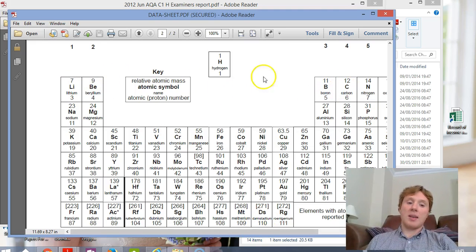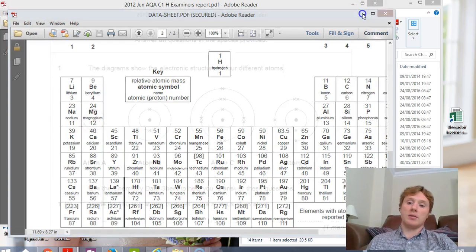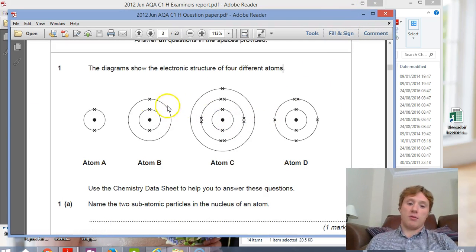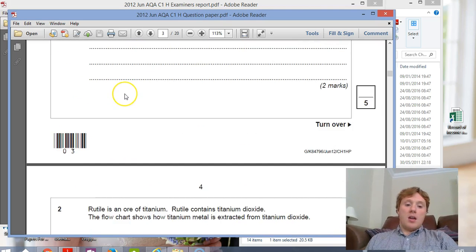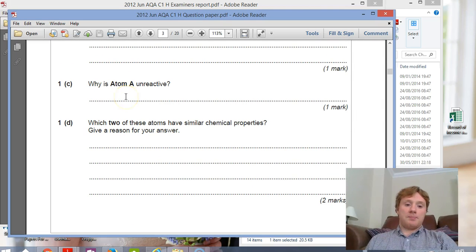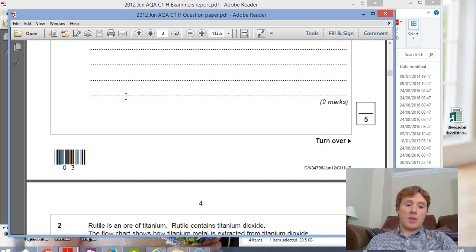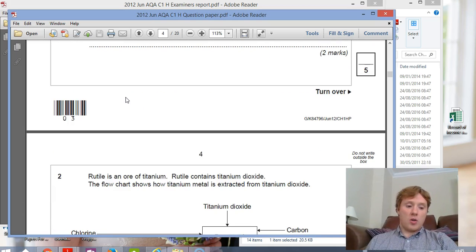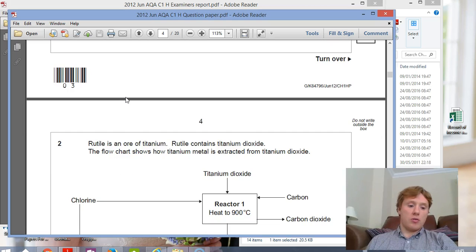The only thing that's similar in a period is that all the outer electrons are on the same shell, as in all the outer electrons are on the second shell. And if you're on period 1 with helium and hydrogen, all the electrons are on shell 1. Right, so there we go. And that's that.